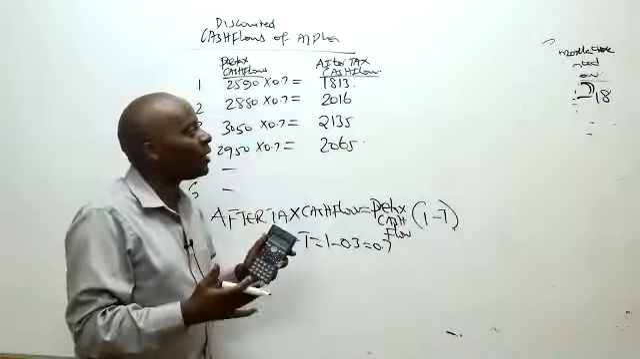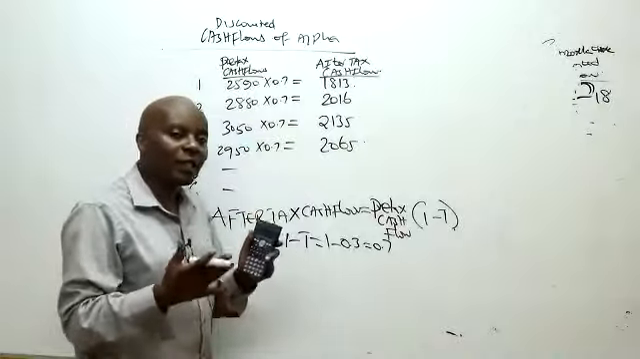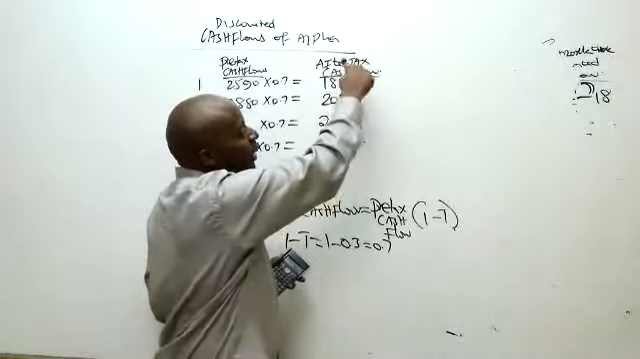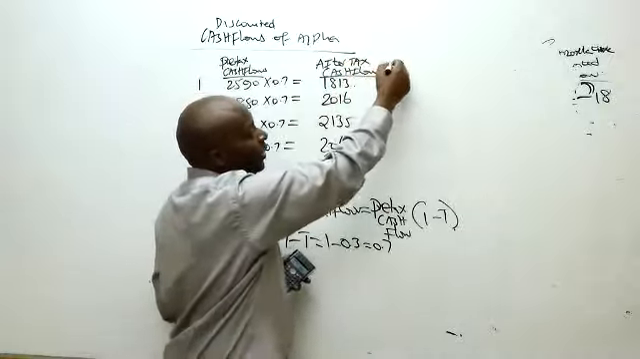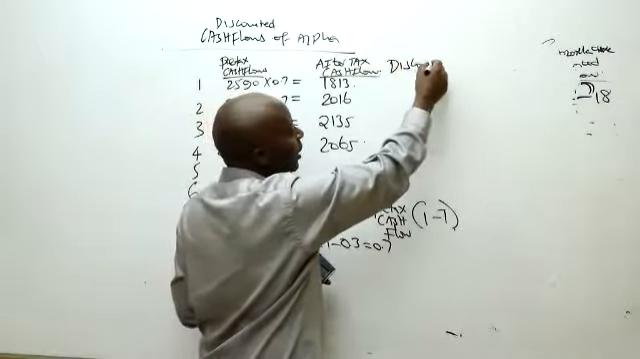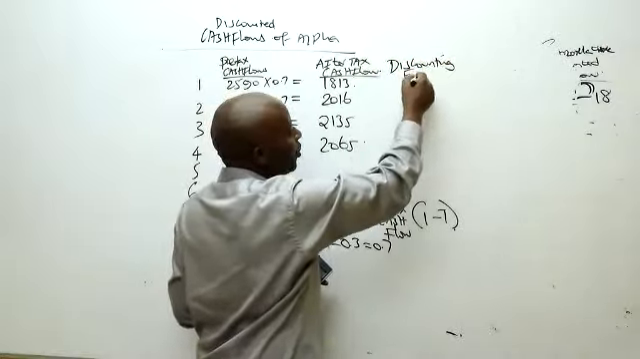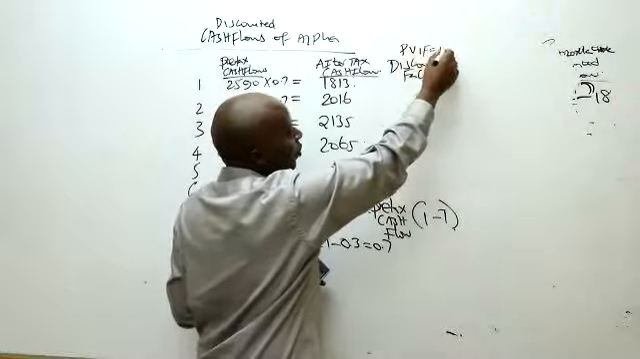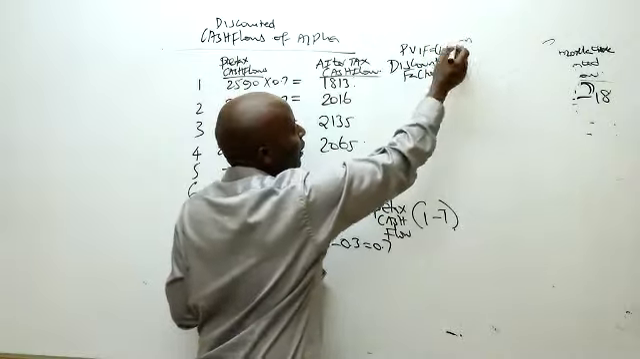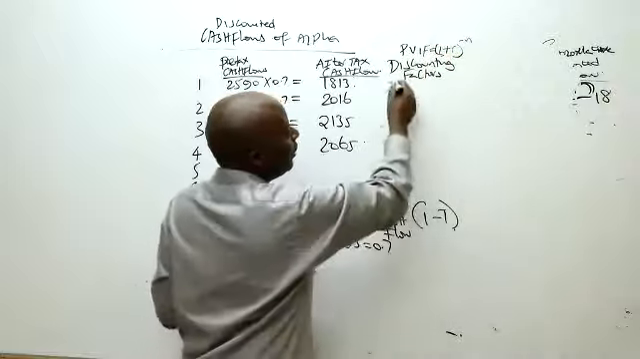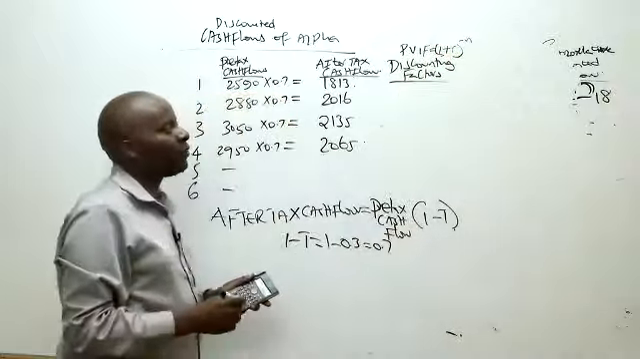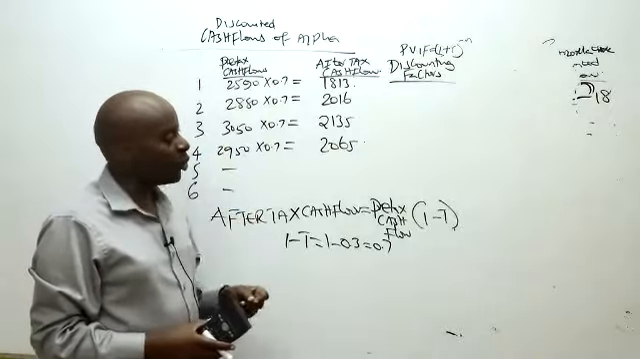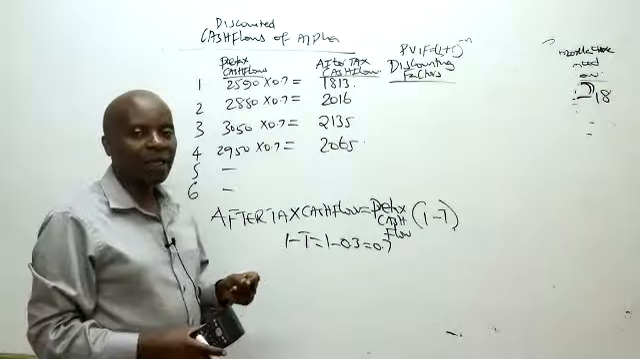Now, having gotten those after-tax cash flows, the next thing, because this examiner wants me to ascertain the discounted payback period, I need to come and look at the discounting factors. These are basically the PVs, the present value interest factor, which is 1 plus R raised to negative N.